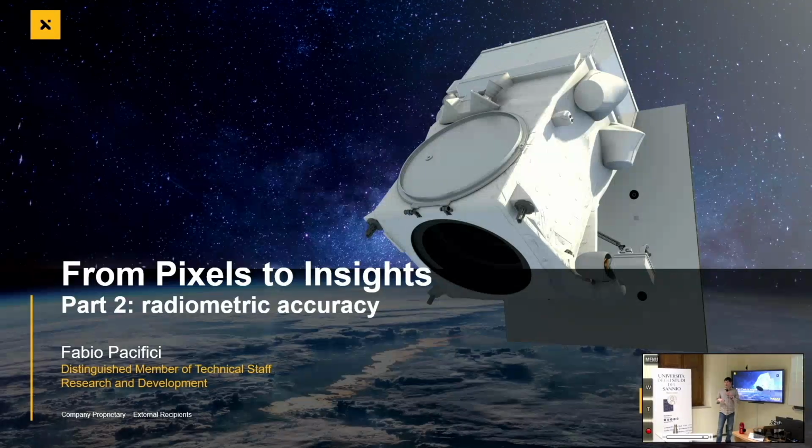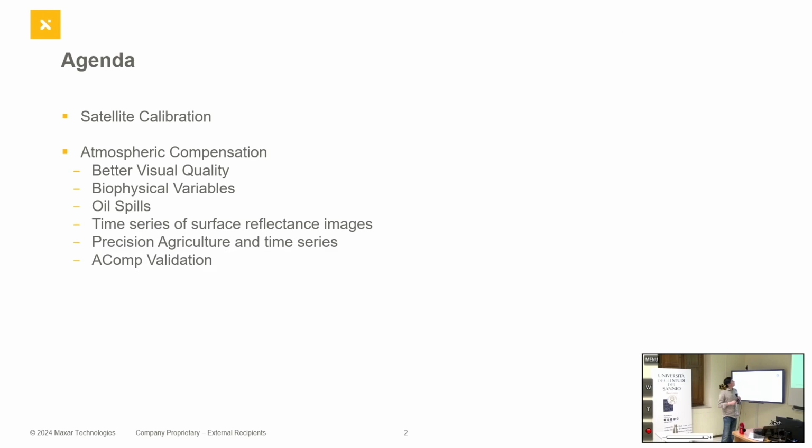Part 3 is going to be the geometric aspects. Okay, we'll talk about satellite calibration, and then we're going to be talking about atmospheric compensation and some applications. And let's see how far we go today. We might want to skip this if we're out of time, but if you're curious, I can go over that.